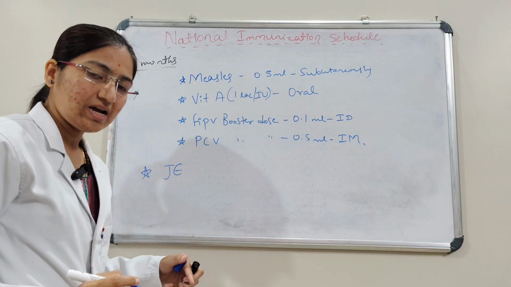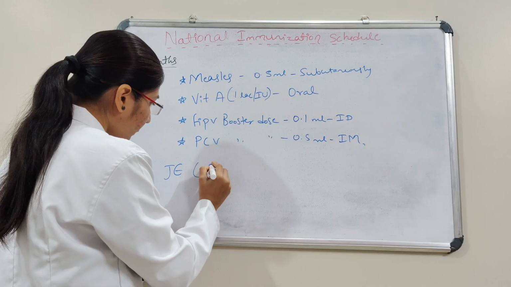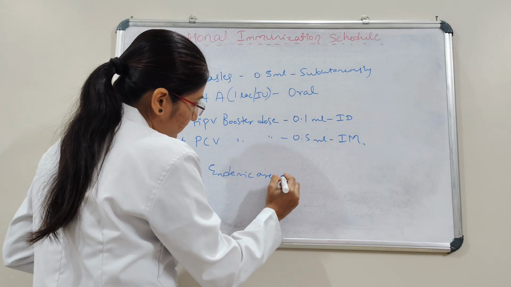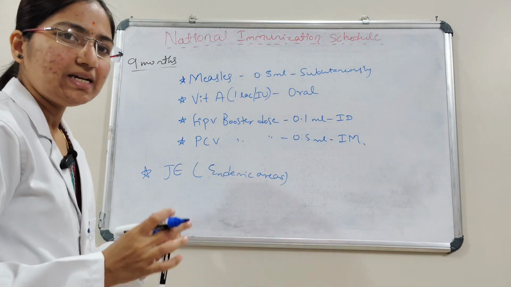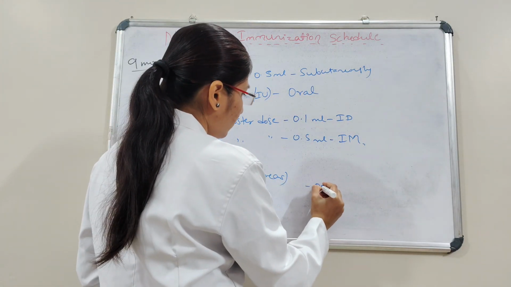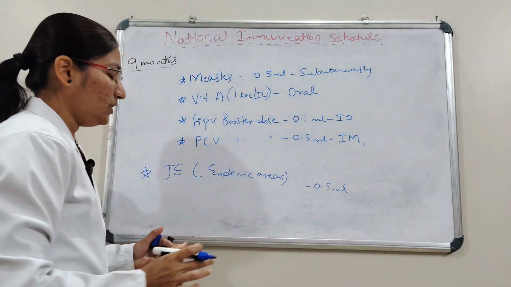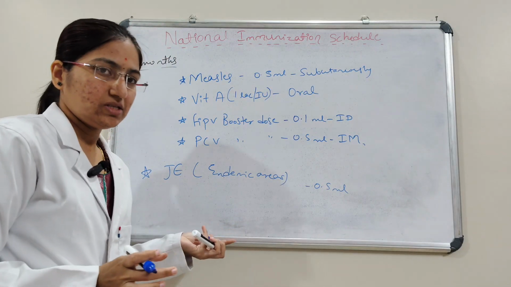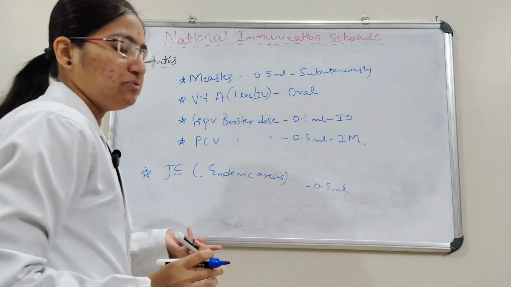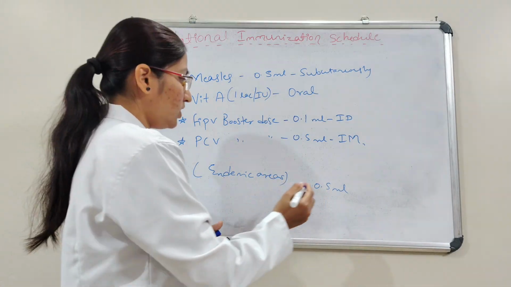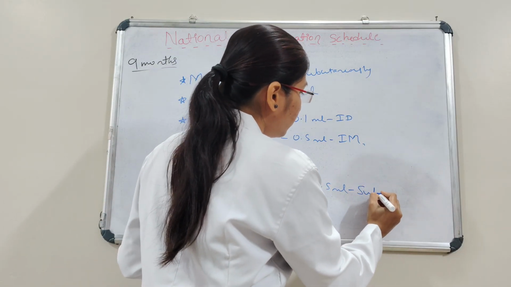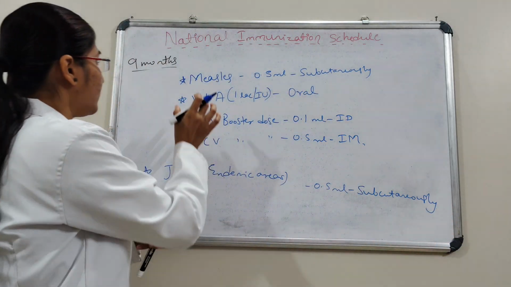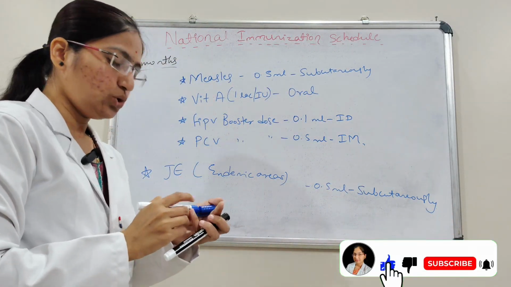Japanese encephalitis only in endemic areas, only in the selected districts, 0.5 ml. Here Japanese encephalitis only in the endemic areas, 0.5 ml is the dosage. Here this one is given subcutaneously. At 9 months, these are the vaccines to give.